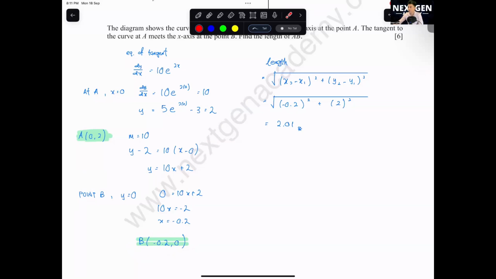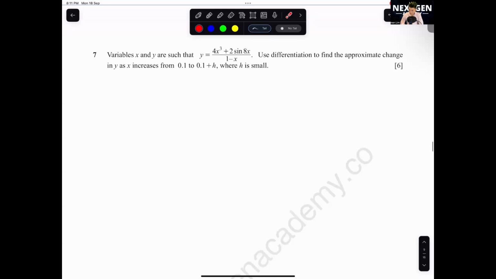Okay, next one, question 7. y equals (4x cubed plus 2 sine 8x) over (1 minus x). Use differentiation to find the approximate change in y as x increases from 0.1 to 0.1 plus h. Okay, what type of question is this? We need to define first. Small change approximation. The main equation is delta y over delta x equals dy over dx.